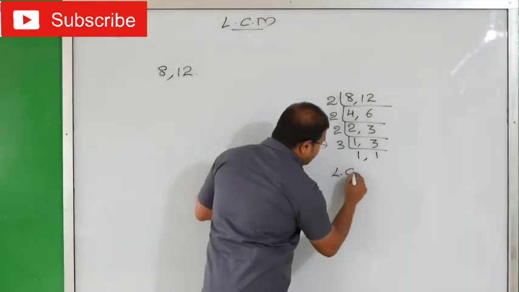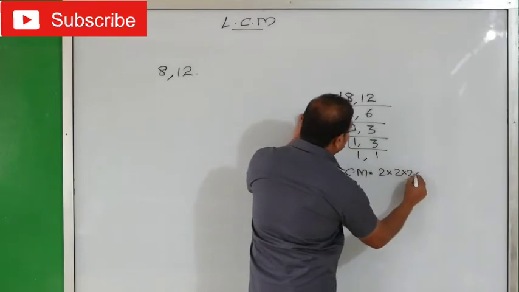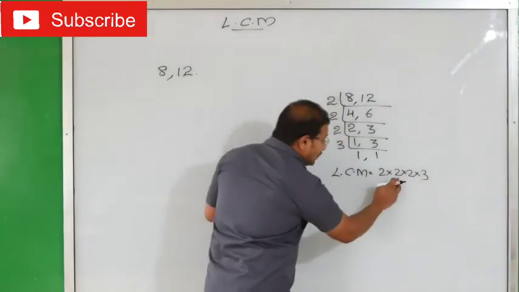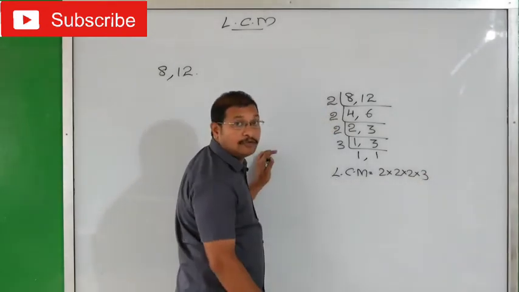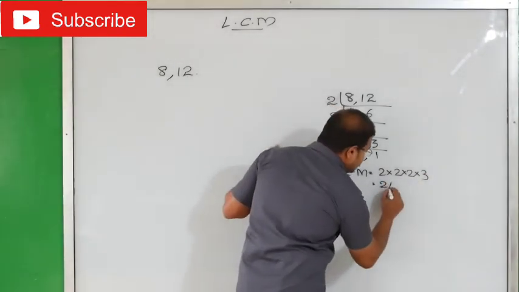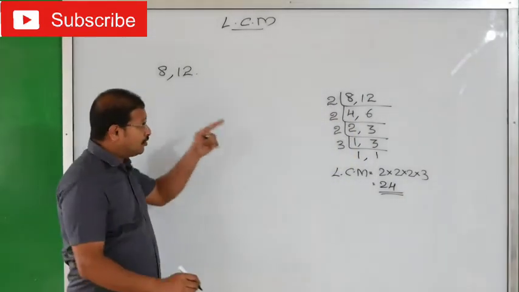Now what will you do? LCM equals 2 into 2 into 2 into 3. 2 2s are 4, 4 2s are 8, 8 3s are 24. That means your LCM is 24. This is prime factorization to find out the LCM.